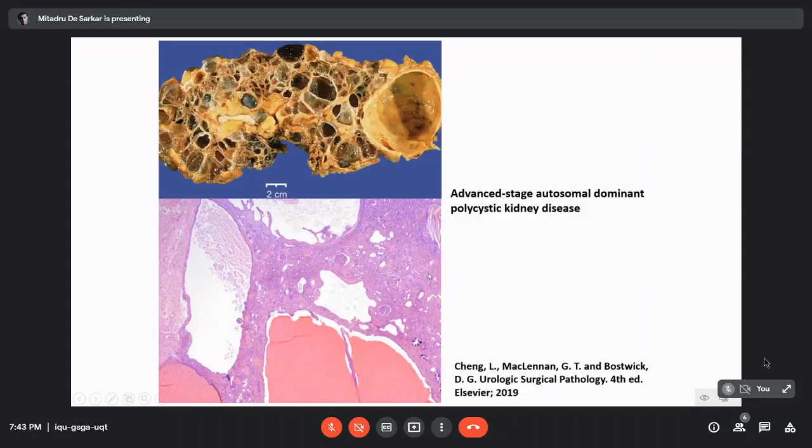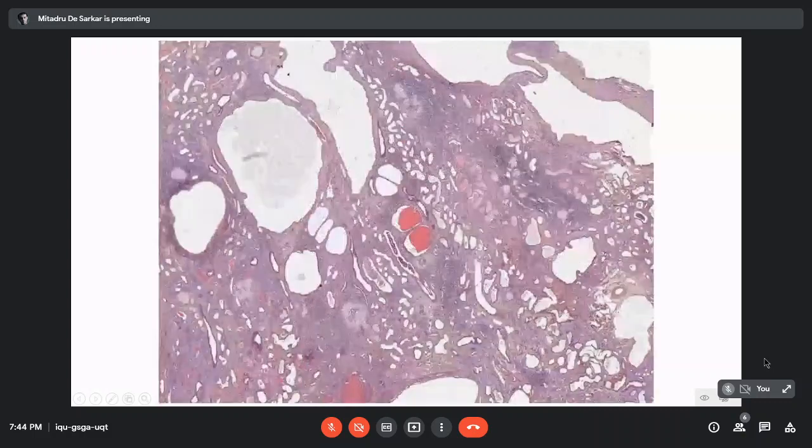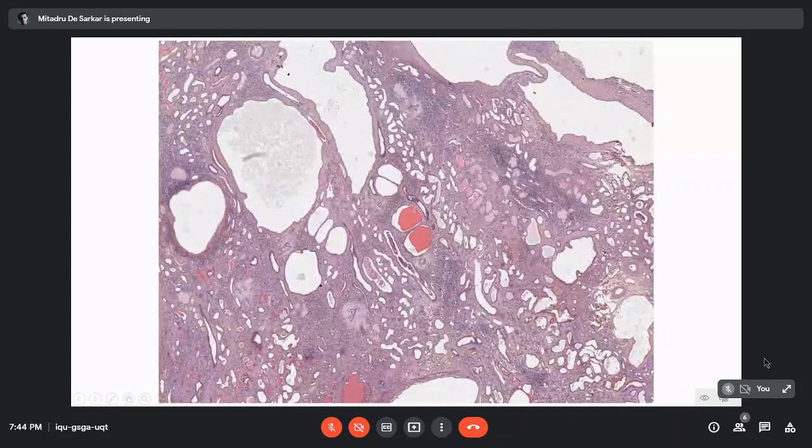This is another picture of an advanced stage disease where you see some amount of fibrotic thickening in the wall of the septum, and this is the microscopic picture of the same. So let's see a virtual case of this particular disease. As you see, the cysts are of varying sizes and seem to efface both the cortex as well as the medulla.